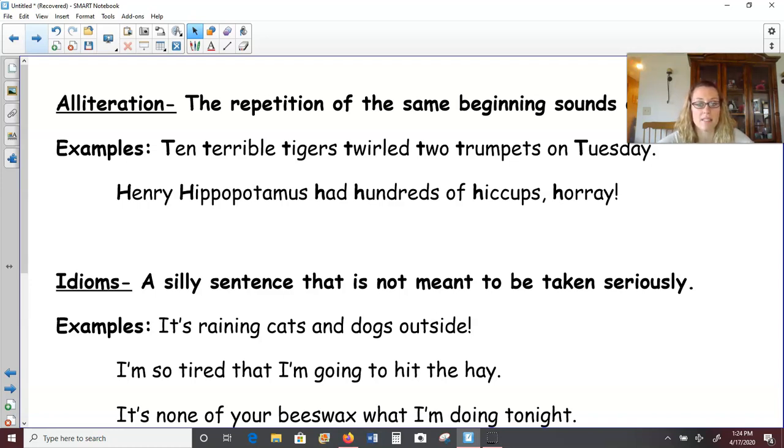Henry Hippopotamus had hundreds of hiccups, hooray. Again, you hear a lot of the beginning H sounds on those words. It's just a fun way to write phrases in poetry because you hear the same sound being repeated. And poetry is all about the rhythm, the rhyme, the phrasing of things, the repetition. So it's another element of poetry we see being used often.